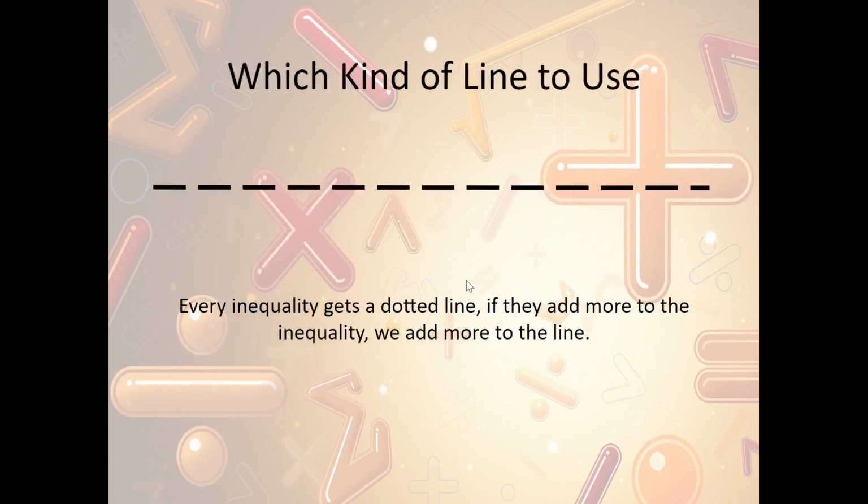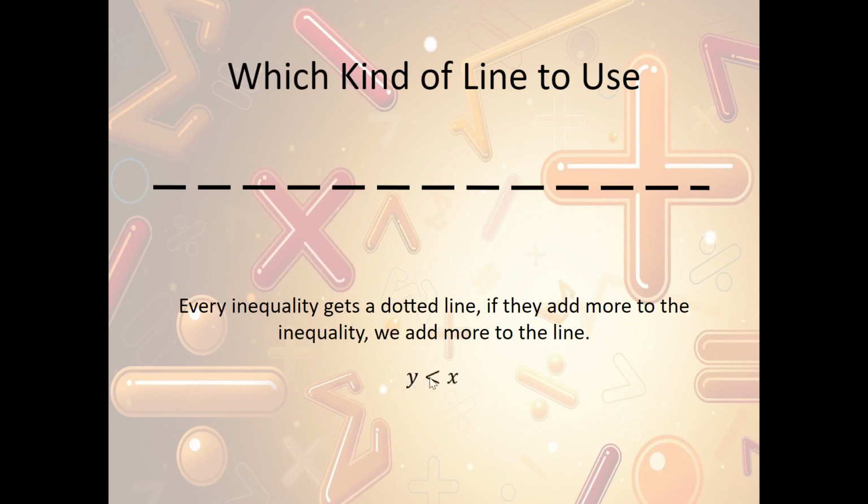So the shading is a new aspect of graphing that we need to consider. The other part is what kind of line to use. So similar to before where we talked about the open circle versus closed circle, same thing here. Every inequality gets a dotted line or an open line. Notice there, it's open because there's little spaces in between. So every inequality gets an open line or a dotted line. If they add more to the inequality, we do too. Meaning if they add the bar underneath, then we're going to add to it and make it a solid line.